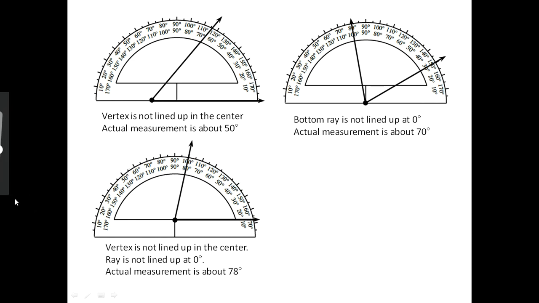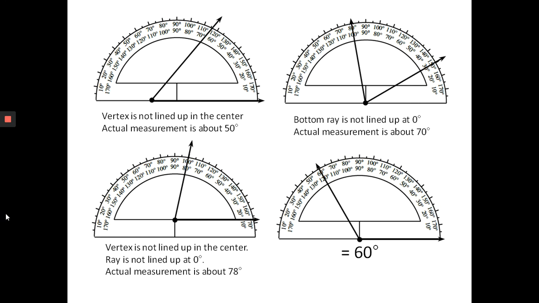All right. And then the next one. All right. So what is wrong with this child's work? All right. And the thing that's wrong with this is not the fact that the vertex is not in the right place. The vertex is in the right place. The ray is at 0 degrees. But the only thing is, what kind of an angle is this? Is this obtuse or acute? This is an obtuse angle. So 120 degrees. It is not 60 degrees.